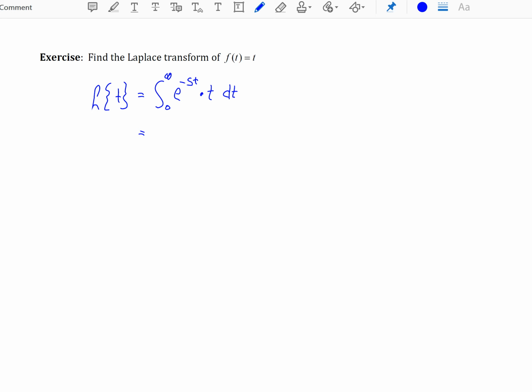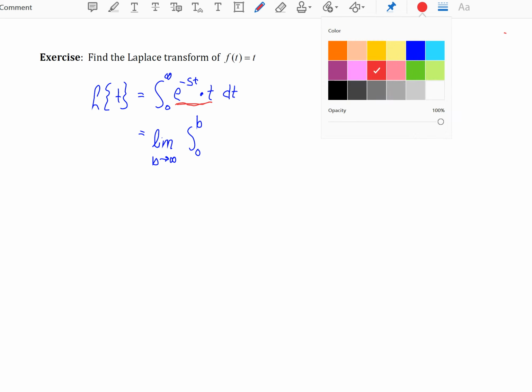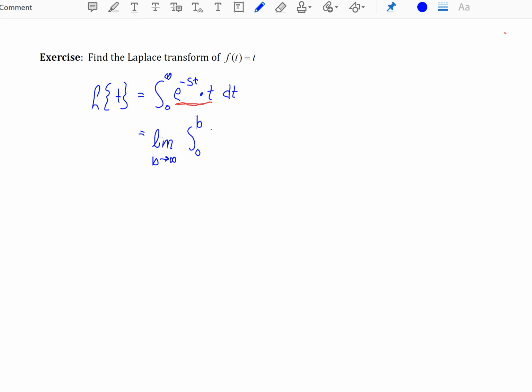Of course, we'll rewrite our improper integral as a limit. So the limit as b goes to infinity, the integral 0 to b. And I want to rewrite our integrand by just changing the order of these two terms. This is not a required step. It just makes it feel more familiar to me. So I want to write it as t times e to the negative st dt.